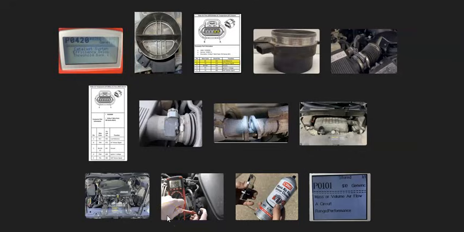I just wanted to give a basic overview of how you go about fixing a Chevy or GM with the P0101 code.